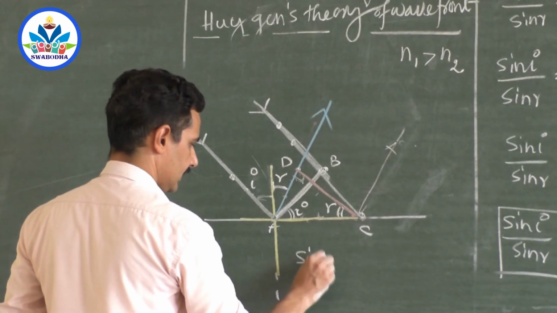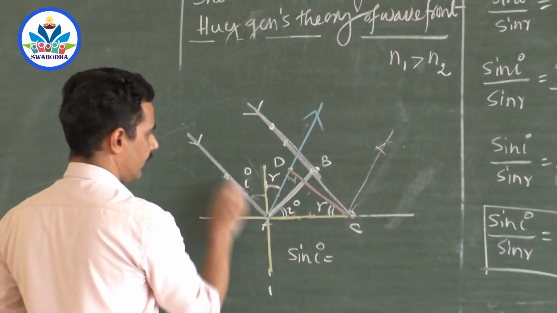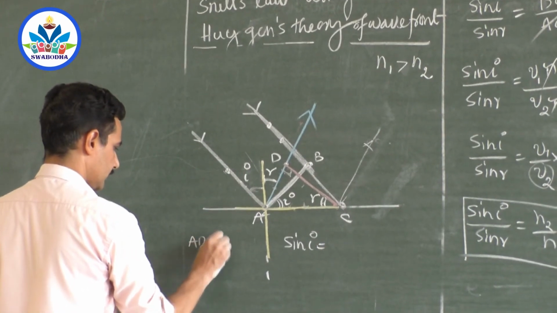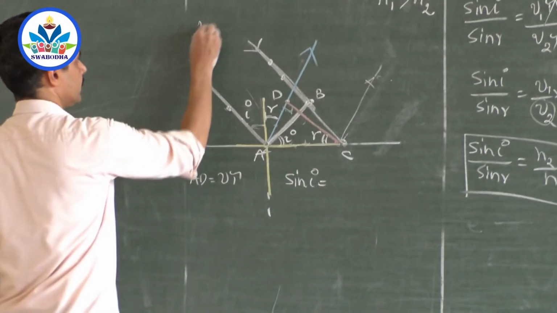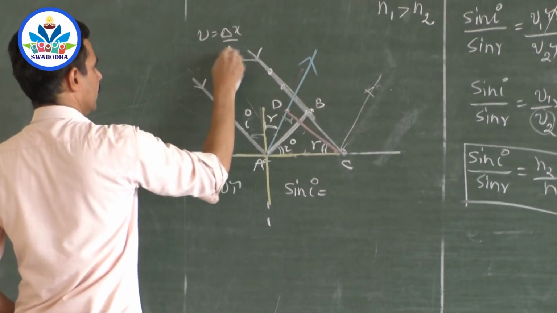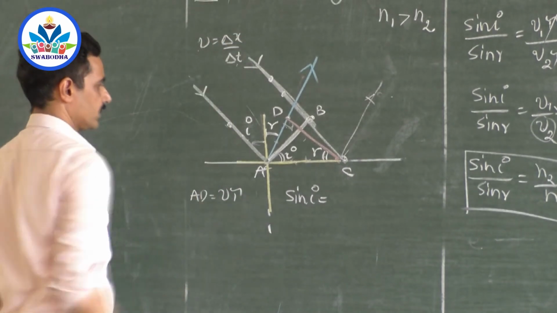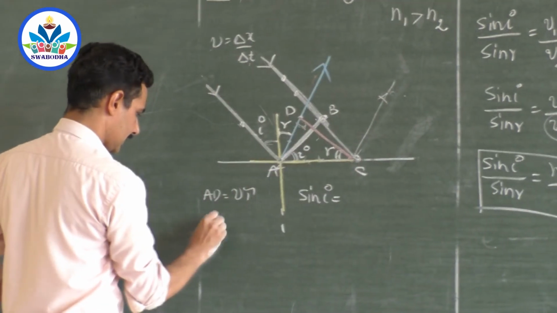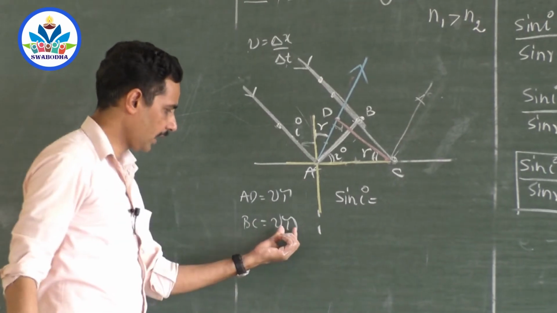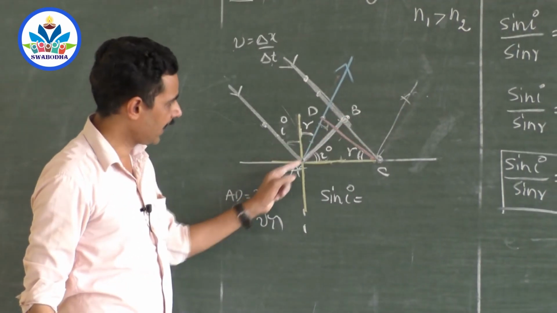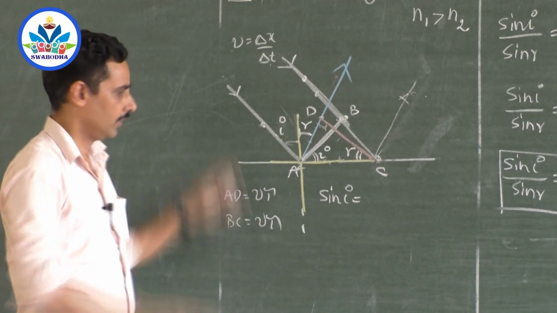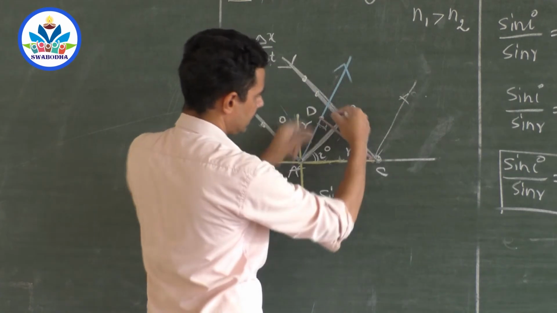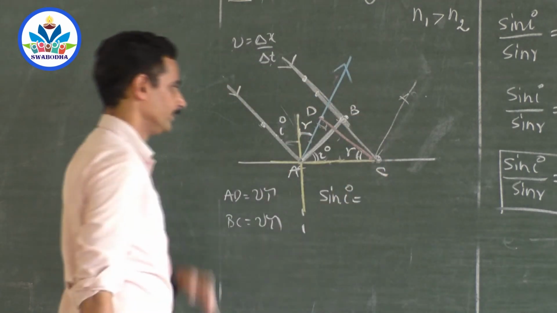What is sin I? You know that after reflection, AD is V tau, right? Why V tau? Velocity equals displacement by time, so displacement is velocity into time. In a time of, say, tau, this reaches here. So BC is also V tau. In a time of tau, BC reaches here, and in the same time, this reaches here. So AD is also V tau. Velocity is the same. By the time this reaches here, this will continue the journey.